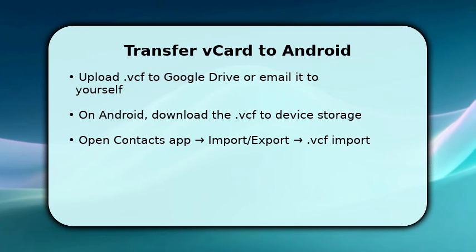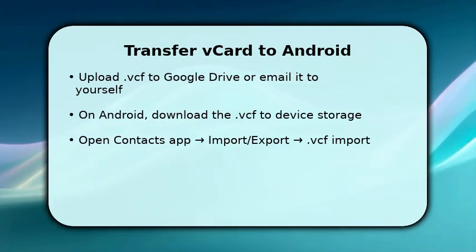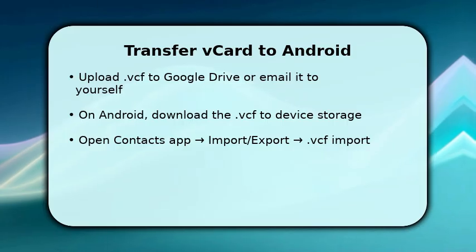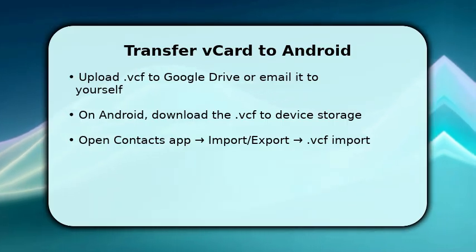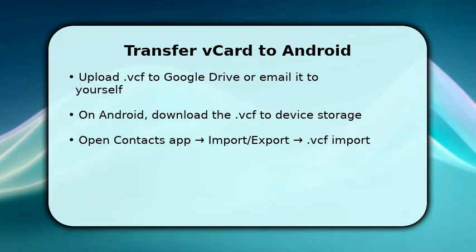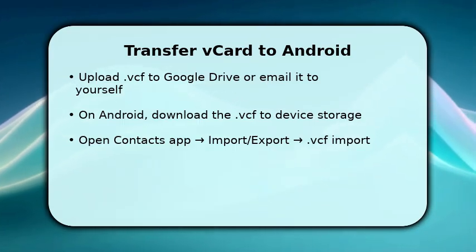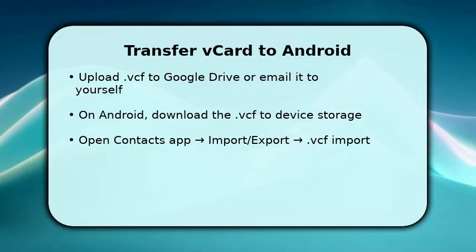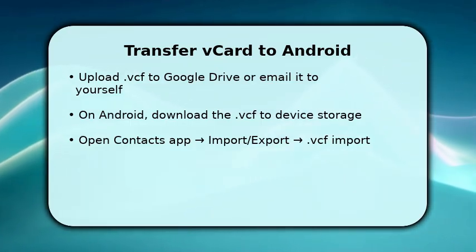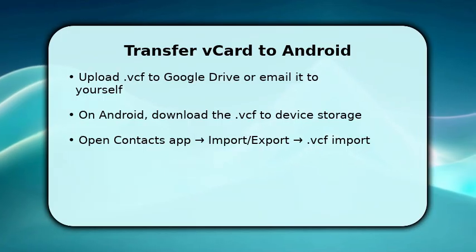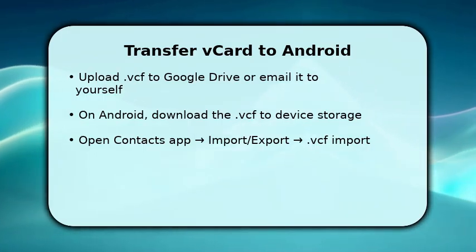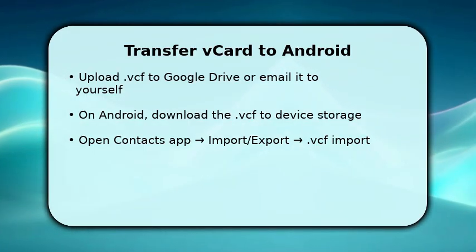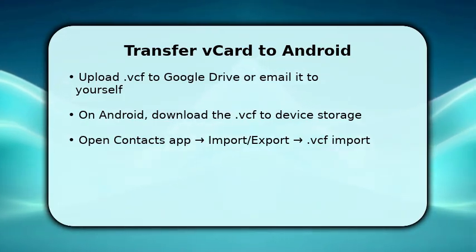Now move the exported vCard to your Android. Upload it to Google Drive or email the VCF to an account you can access on the phone, then download it to internal storage. Open your Android Contacts app, choose Import/Export, pick Import from VCF file and select the downloaded file. During import, choose which account to save contacts to: phone, Google, or another account, so they sync where you want them. Once imported, confirm duplicates and merged entries are as expected.